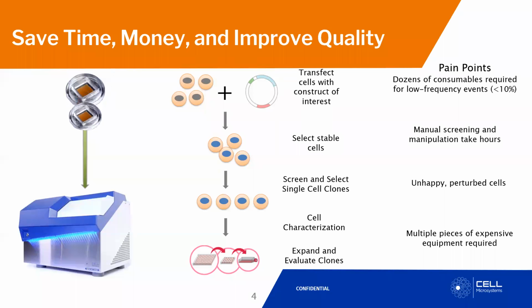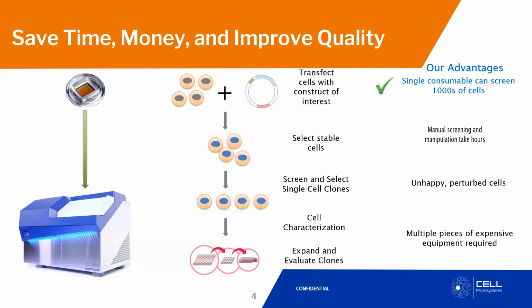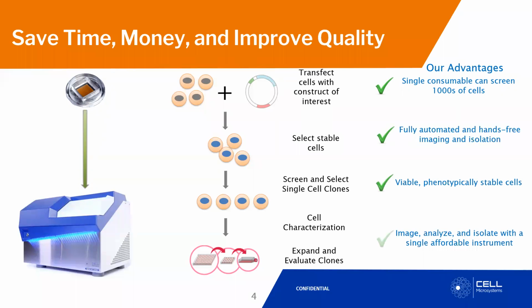So I'm going to talk to you today about how you can use the CellRaft AIR system to save time, money, and improve the quality of the cells that you get at the end of your workflow. Our system offers numerous advantages that I'll go through in the talk today, including the ability to use a single consumable, the CytoSort array shown here on the left. Using that, you can screen thousands of cells at a time without using multiple consumables.